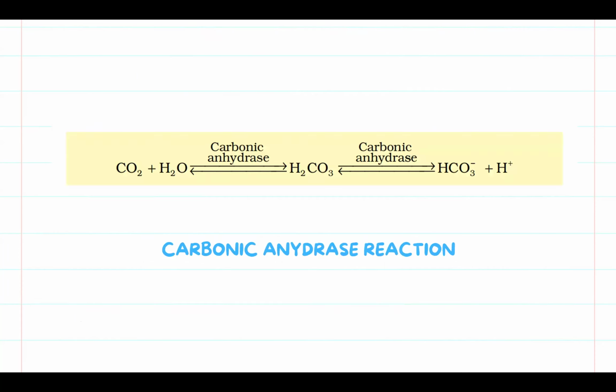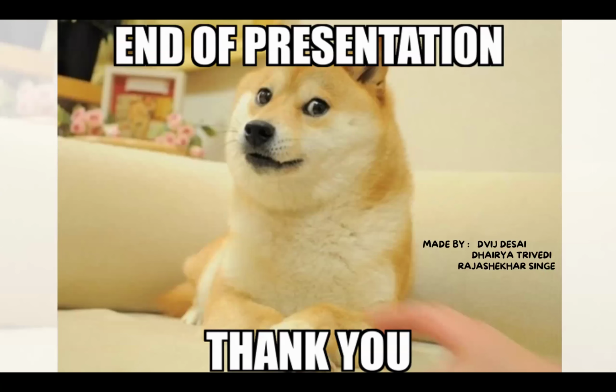This is the carbonic anhydrase reaction, which I discussed earlier, which says CO2 plus H2O in the action of carbonic anhydrase enzyme gives H2CO3, which is carbonic acid, and then it again in the presence of carbonic anhydrase gives bicarbonate ion plus H+ ion. The reaction can be reversed: H+ plus bicarbonate ion in the presence of carbonic anhydrase gives carbonic acid, and carbonic acid again breaks down into CO2 plus H2O in the presence of carbonic anhydrase. So that's the end of the presentation.